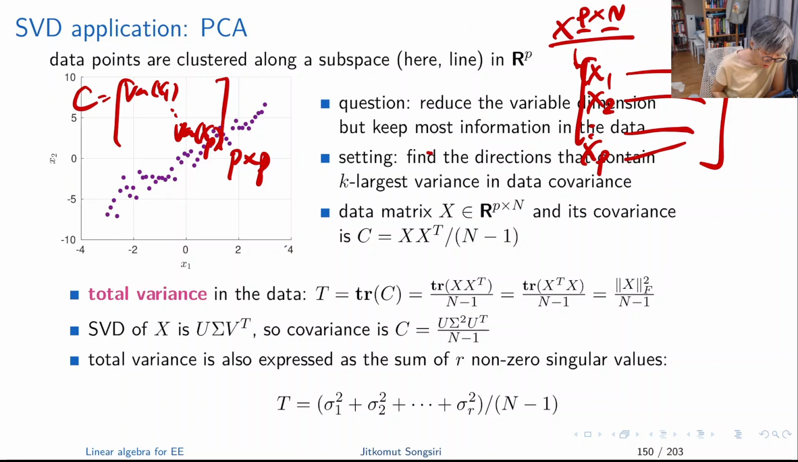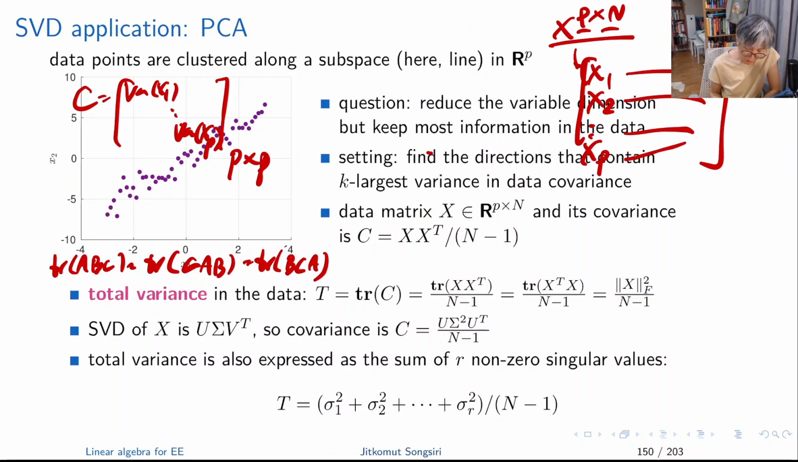All right. So if I'm talking about the total variance in the data, I should probably take the trace of C. Because of the circular property of the trace, trace of ABC is the trace of CAB, which is the trace of BCA. This is called the circular property. So the trace of X X transpose is the trace of X transpose X, which is the same as the squared Frobenius norm of X, right? And that is the total variance.